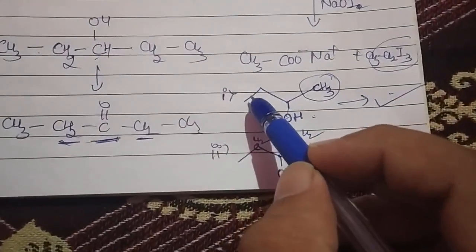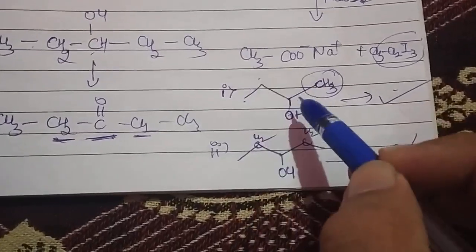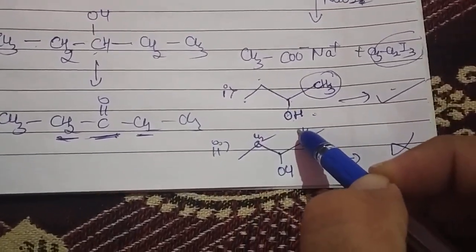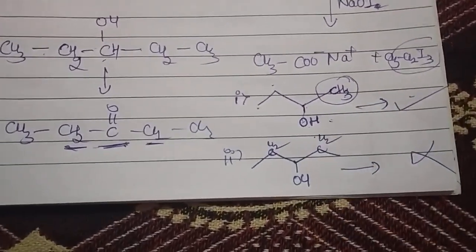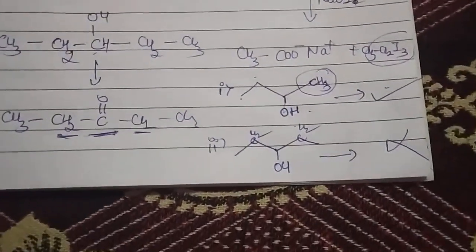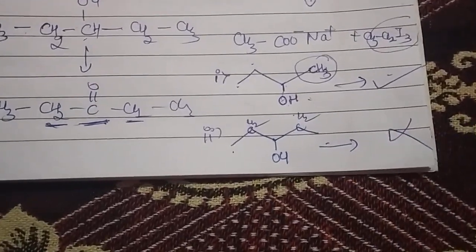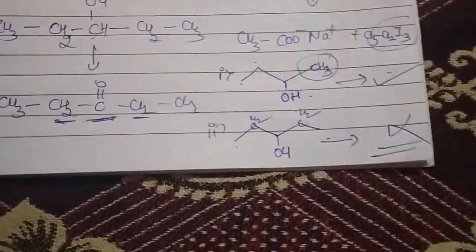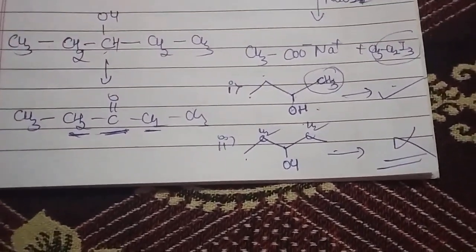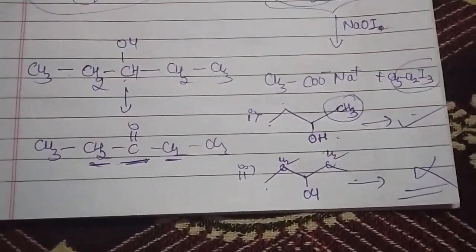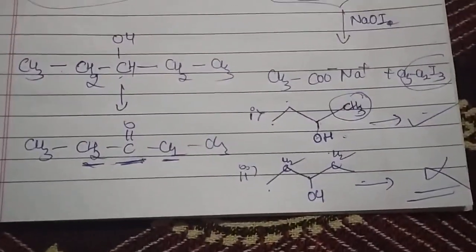So first, what will you be getting? CH3CH2COO minus Na plus and CHI3. Here, the reaction will not proceed at all, so it will not give you the haloform reaction. Are you getting my point? So that is the reason I have included the haloform reaction in this video itself.